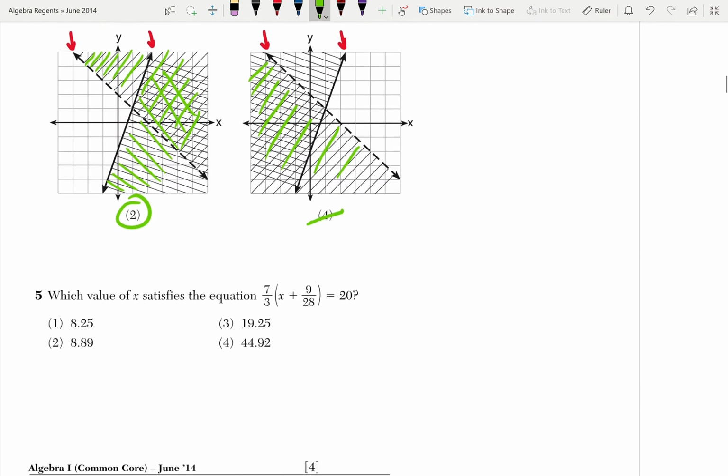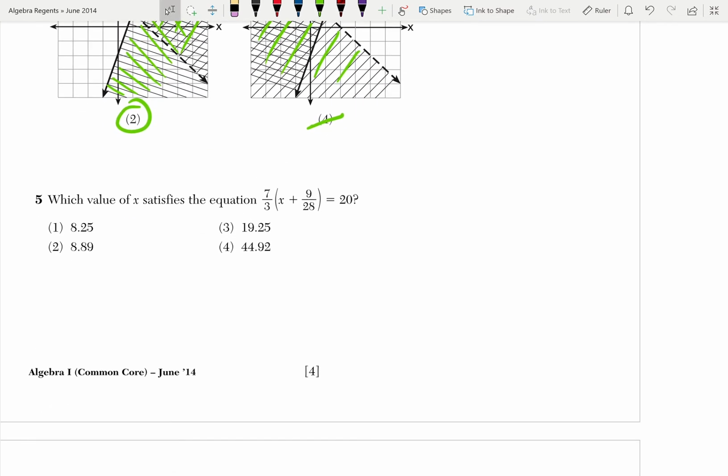Okay, so let's go to question 5. In question 5, which value of x satisfies the equation? So here we're just solving for x, and let's see how we do that. The first thing that we should do is distribute out this fraction. The reason we're not plugging it directly into the calculator is because if you turn the fractions into decimals, you're going to get a run-on decimal.